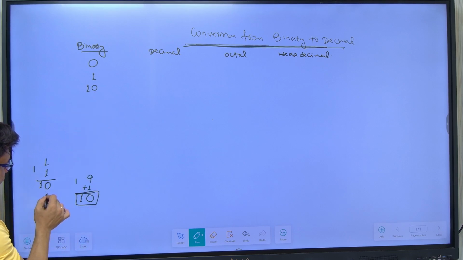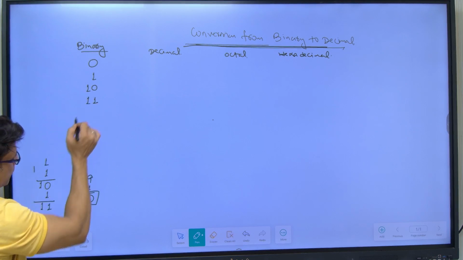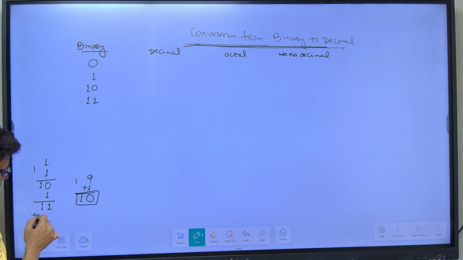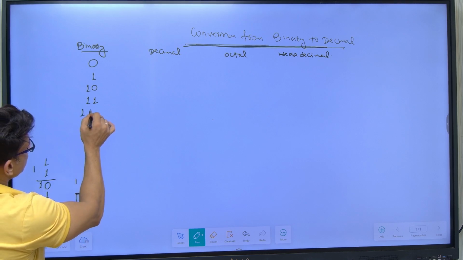Then after 10, you again add 1. So 0 plus 1 is 1, which we can write in binary, and there is no carry forward. So this will come as it is. It will become 11. Then again you add 1 to this in binary. When you add 1 to this, 1 plus 1 is 0 and 1 is carry forward, and again 1 plus 1 is 0, then 1 is carry forward. So it will become 100.